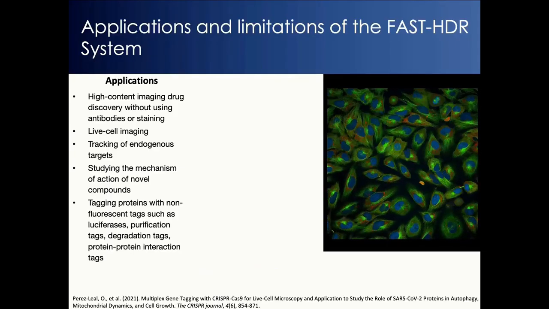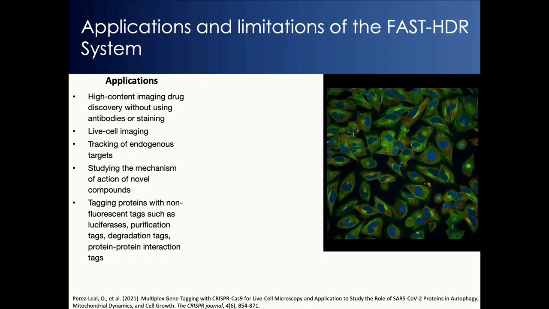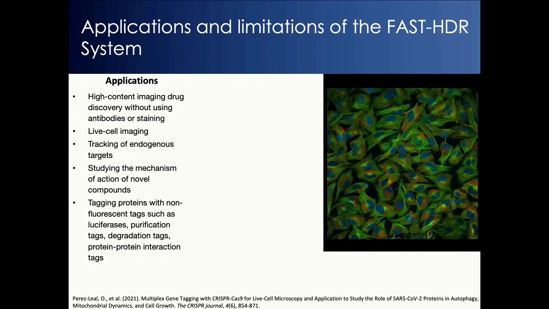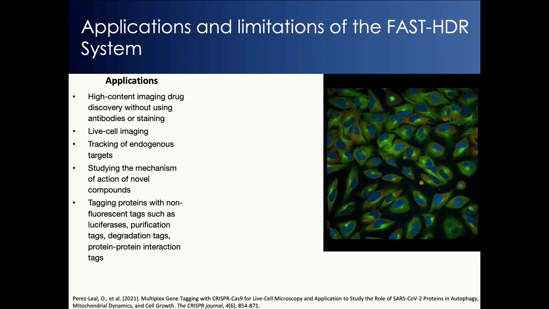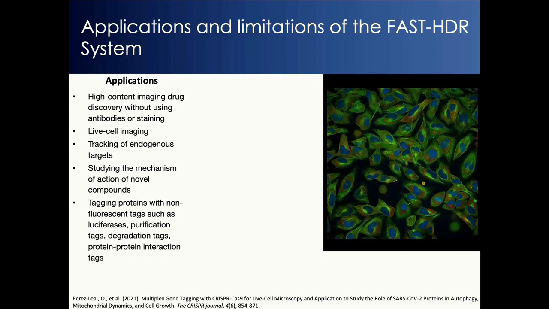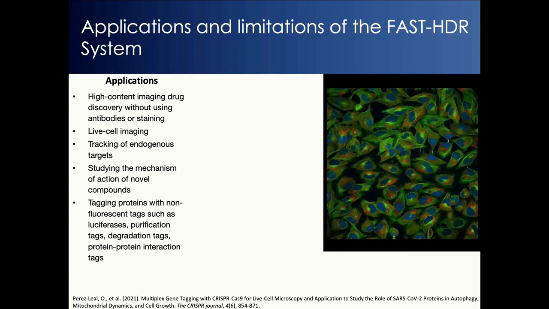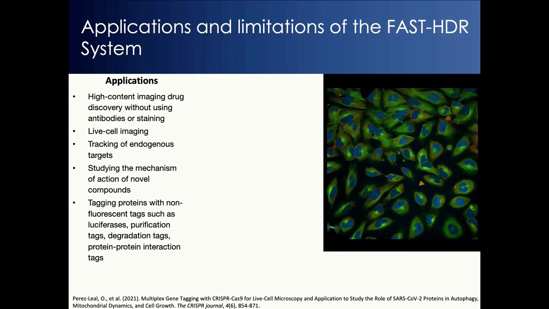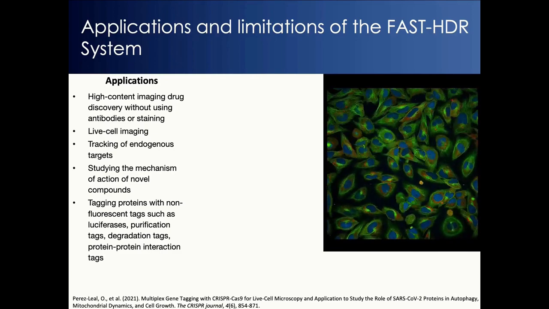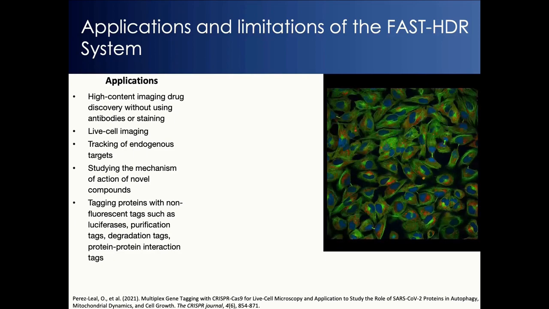So what kind of things can you do with cells developed with the FAST-HDR system? There are multiple applications, and we are highlighting here the most important ones. One of the best applications is to do high-content imaging with this type of cells to avoid the use of antibodies or staining and to track your endogenous targets for your studies. You can also do live tracking of endogenous targets, live cell imaging. You can study the mechanism of action of novel compounds.